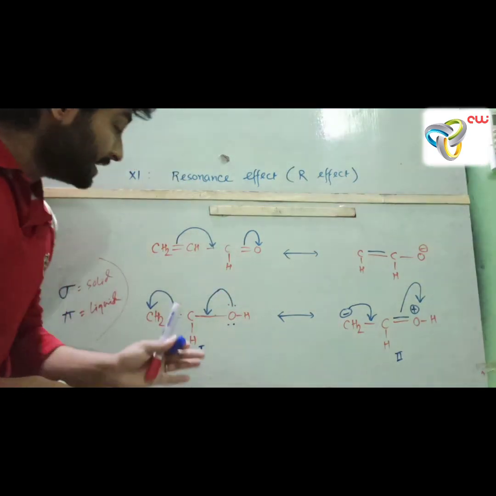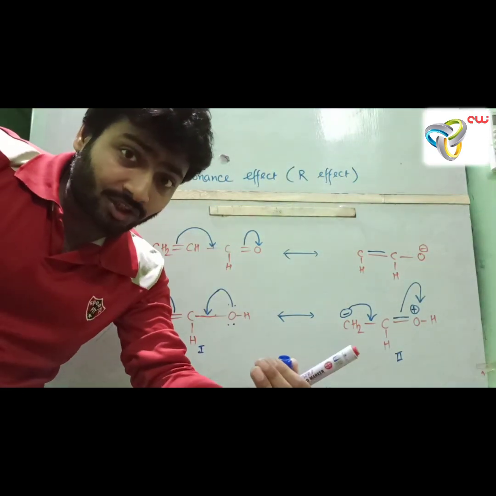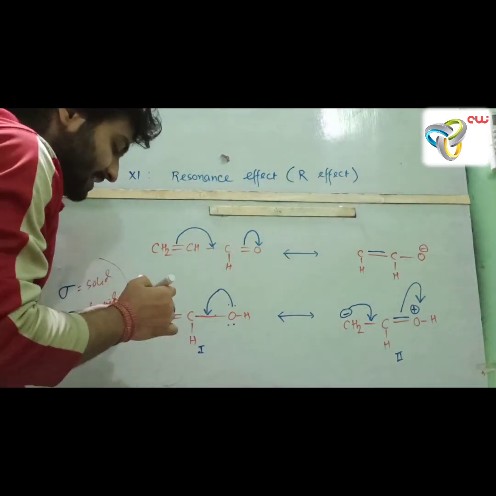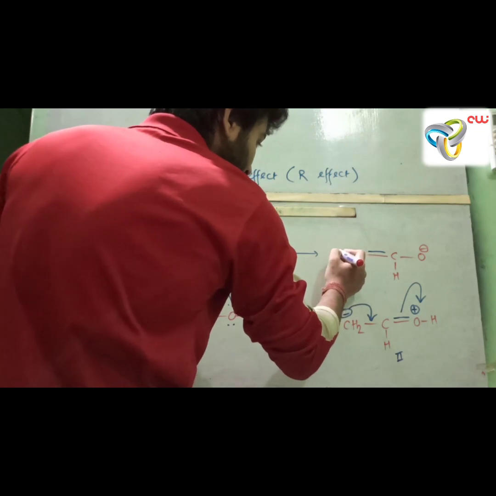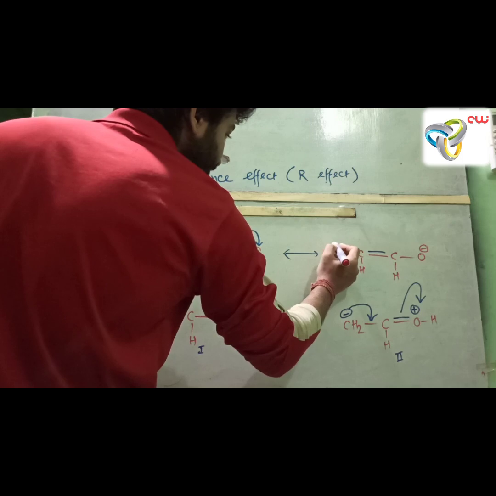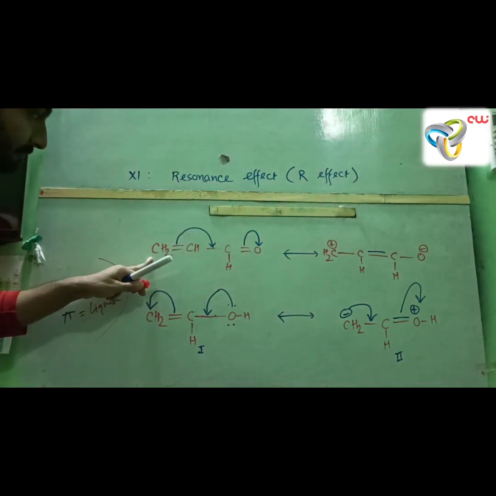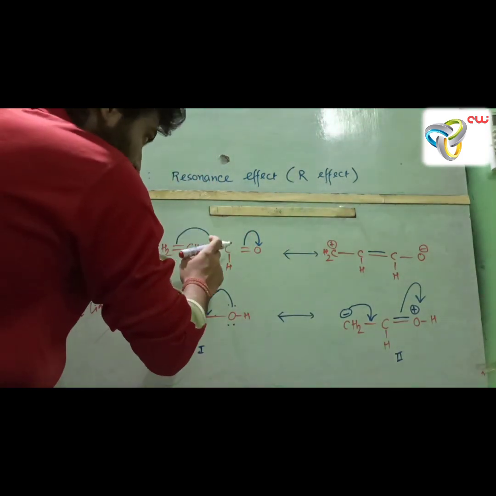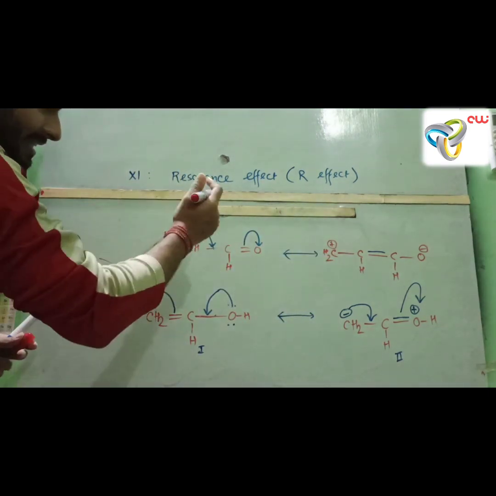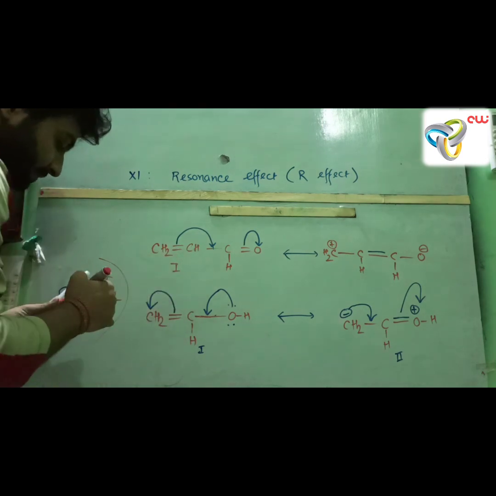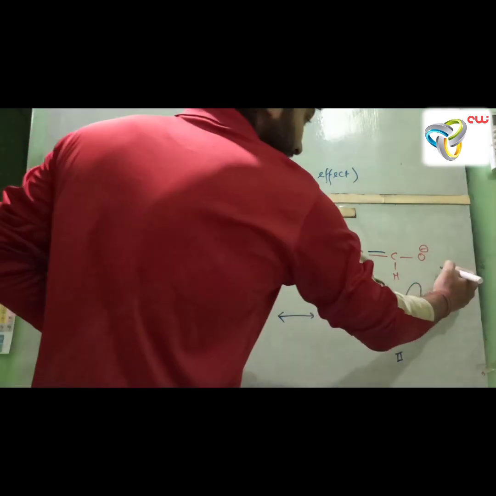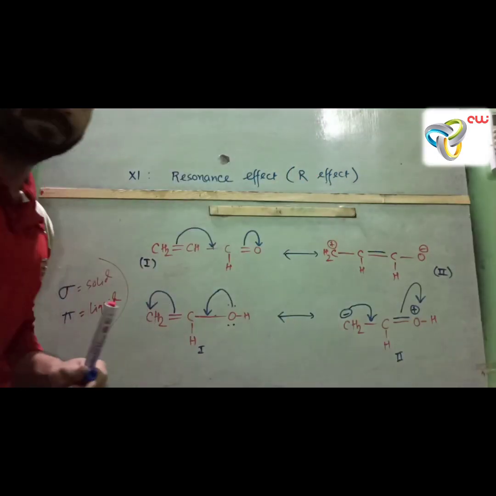We have said earlier that the atom which loses electron density will generate the positive charge on itself. So it's very easy to say that this carbon will get the positive charge. And it's shifting from this end to that end. So electron is flowing from left to right in this case. You can say this is structure 1, and this is structure 2.